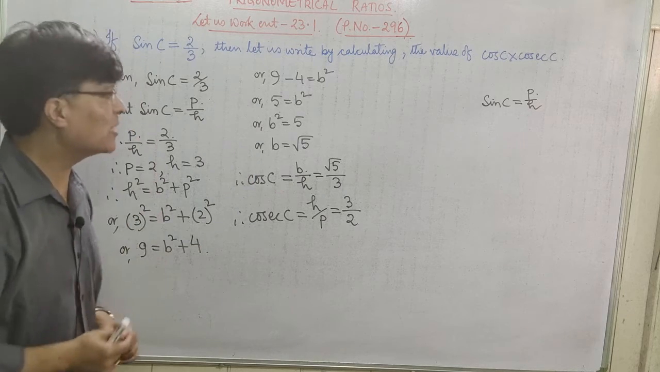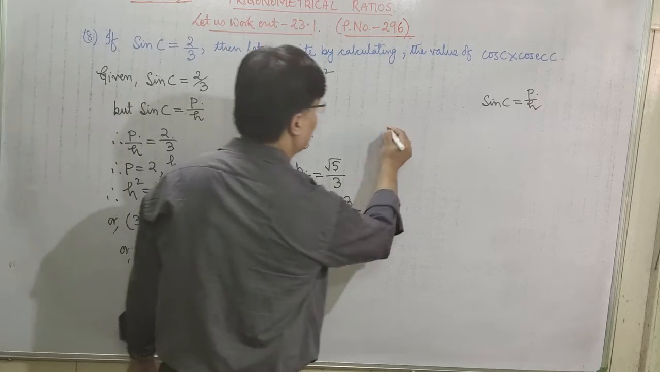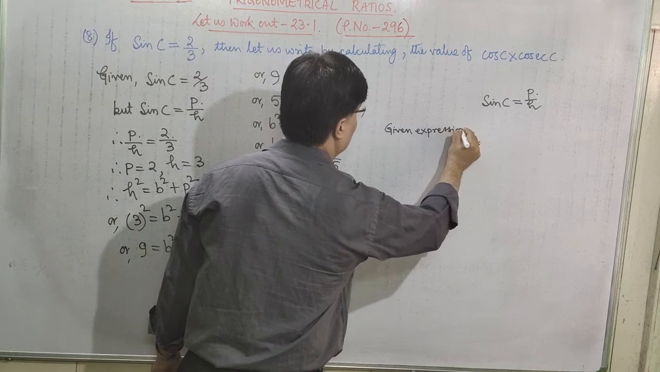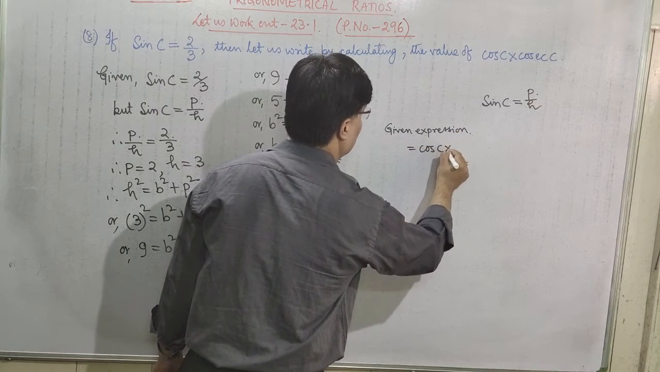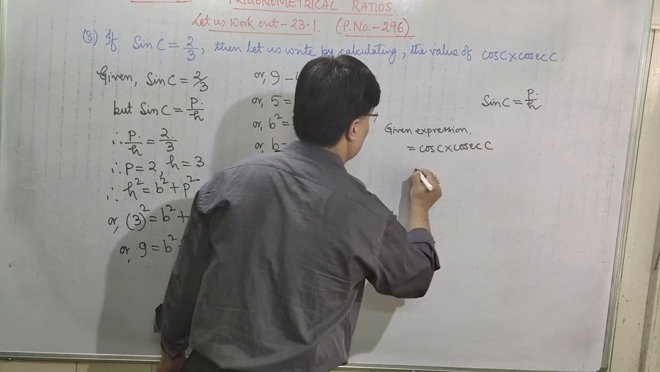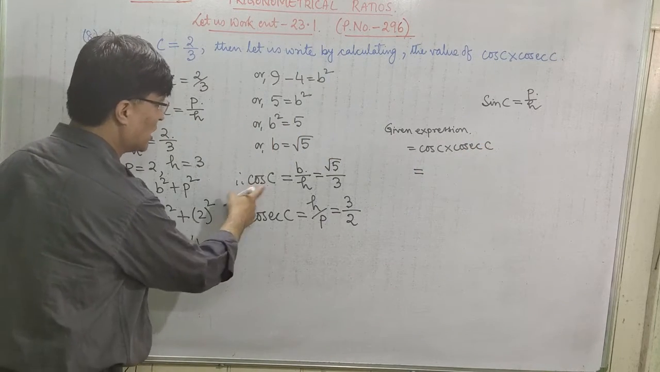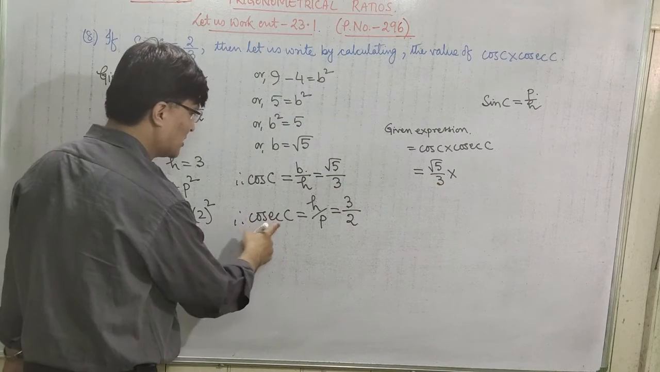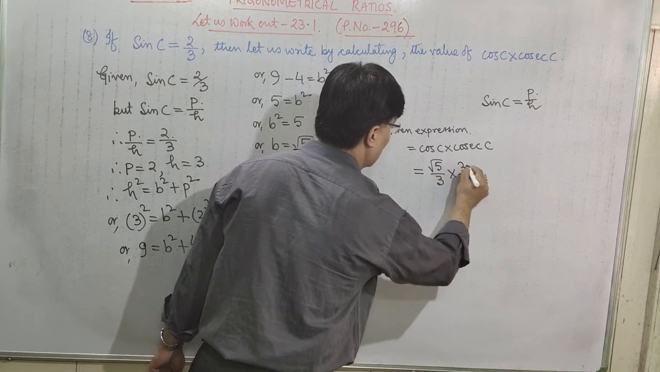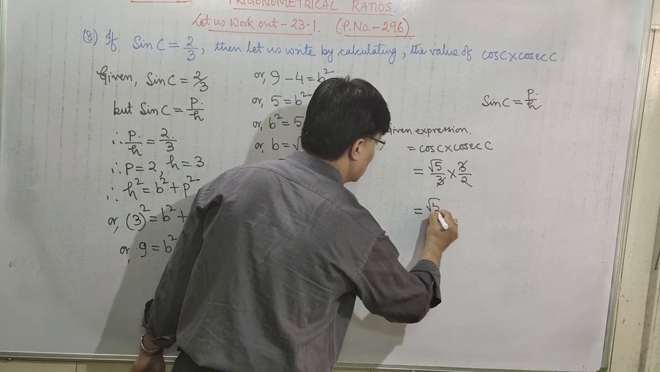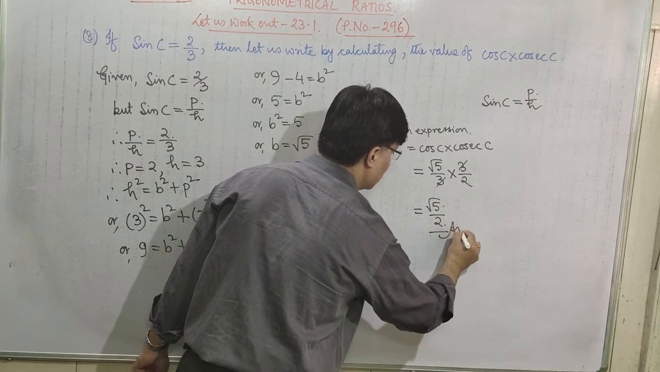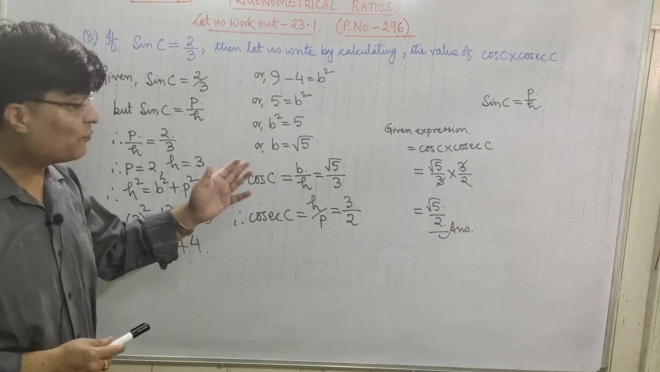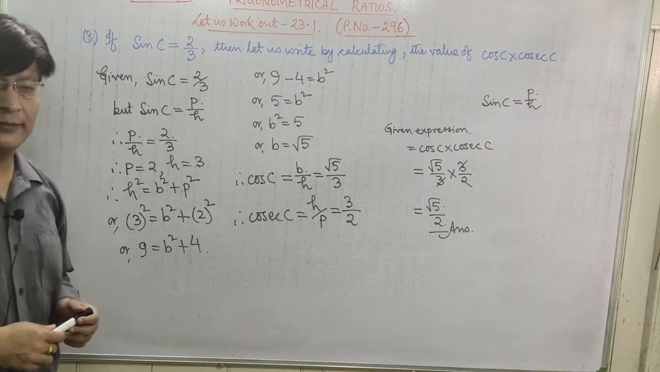But you should get the value of the expression cos C into cosec C. So write down the given expression. The given expression is equal to cos C into cosec C. What is cos C out here? It is root 5 upon 3, into, what is cosec C? It is 3 upon 2. 3 gets cancelled. So what is the answer now? It is root 5 divided by 2. So the value of cos C into cosec C is equal to root 5 divided by 2. So that is the answer.